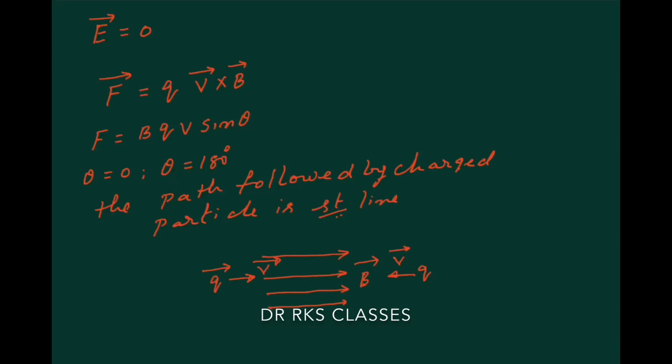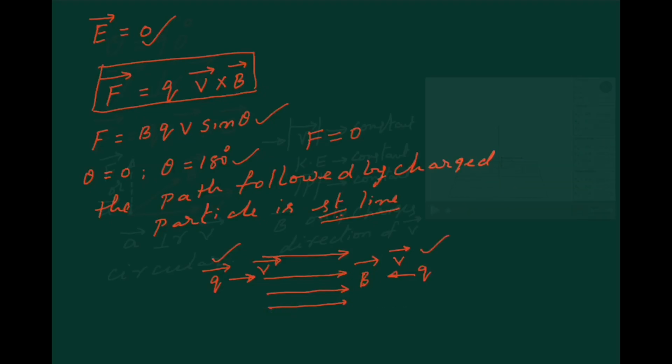So when the electric field is 0, let us say only a magnetic field acts on a charged particle, then force is equal to BQV sin theta. When theta is equal to 0 or 180, force is 0, and the path followed by the charged particle is a straight line, without any deflection. So when theta is 0 or 180, the path followed is a straight line path.